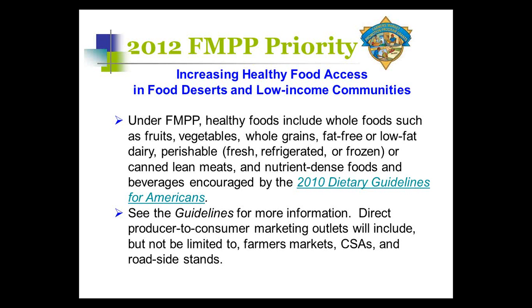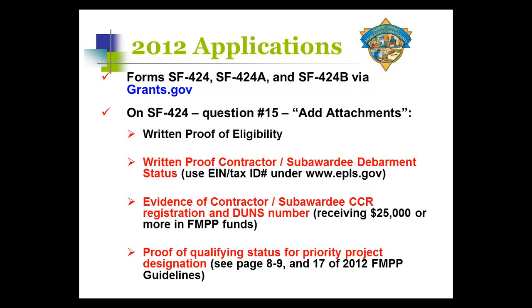The next thing that's important is that we do have an FMPP priority this year, and that is increasing healthy food access in food deserts and low-income communities. And I'm not going to read this to you, but those projects are to develop healthy food direct outlets in food deserts and in low-income communities. So please take a look at that information. I can tell you it's on page 9 of the guidelines. It's scary that I know the page number where all of this stuff is.